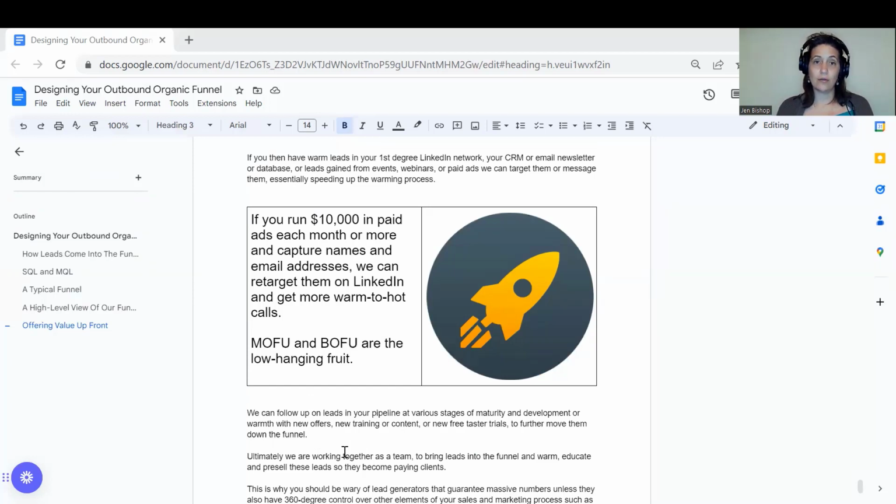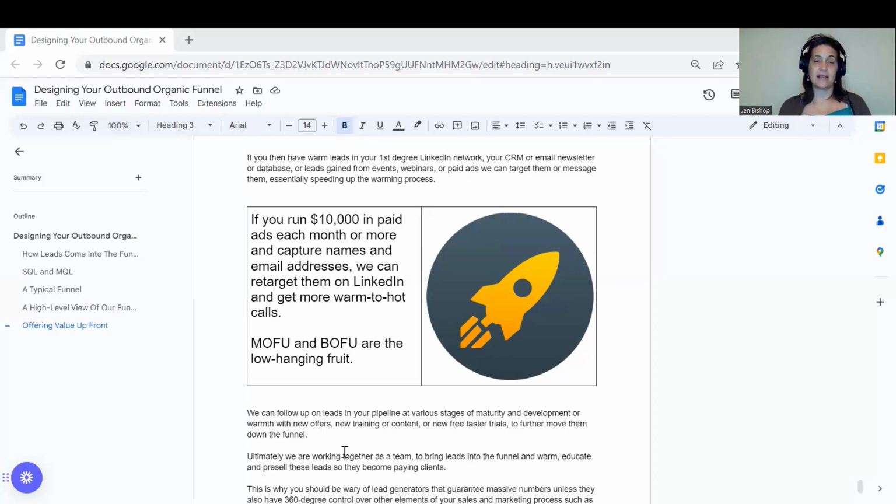Now, if you already have a bunch of warm leads, so for example, you have a large first degree LinkedIn network, you have a huge CRM, you have a huge email list, or you've got leads gained in the past from events, webinars, paid ads, then organically you can also retarget them using LinkedIn. So for example, if you run 10K of ads or more every single month, if you capture name and email address, we can retarget them organically using LinkedIn.